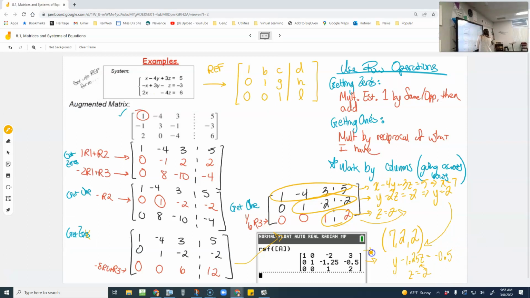What do you think is going to happen when I come up here and this top equation is going to be x plus 0y minus 2z is equal to 3. If I plug in 2, I get x minus 4 is equal to 3, and if I add 4 to 3, I get 7. Question, is this a row echelon form? And the answer is yes.